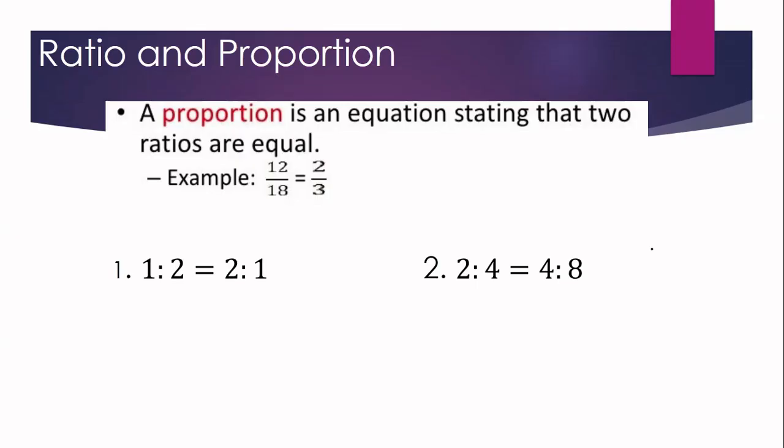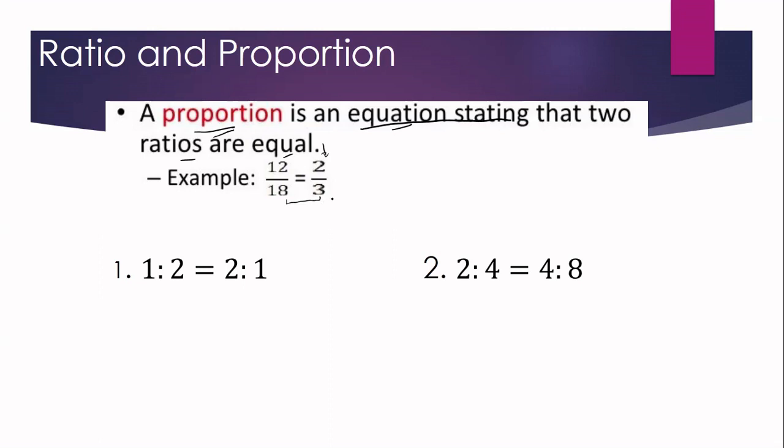Now, how about a proportion? A proportion is an equation stating that two ratios are equal. So again, if you have an equation with two equal ratios, then it is considered a proportion. Let us consider our example earlier. The ratio of girls to boys is 12 is to 18. And since the equivalent fraction in lowest term of 12 over 18 is 2 is to 3, we can say that these two ratios are actually equal.